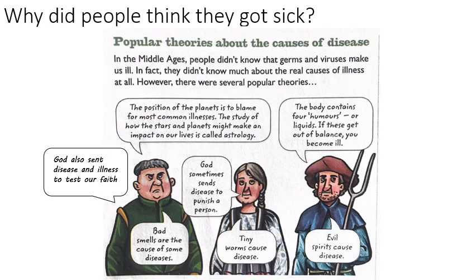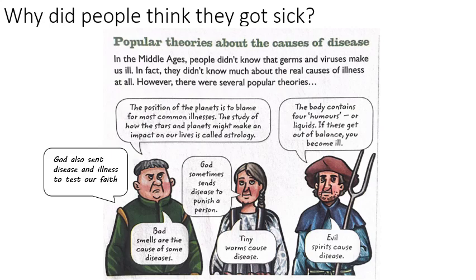All right, but there were several popular ideas. So these were ideas that most people sort of thought caused illness. Okay, so I'll start at the top. So you've got the position of the planets is to blame for most common illnesses. The study of how the stars and planets might make an impact on our lives is called astrology. Okay, so they actually thought that the way the planets were lined up was a cause to make you unwell, and that if the planets got out of alignment, that could make people unwell.